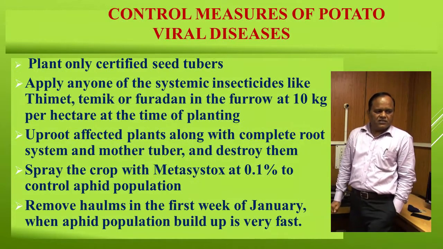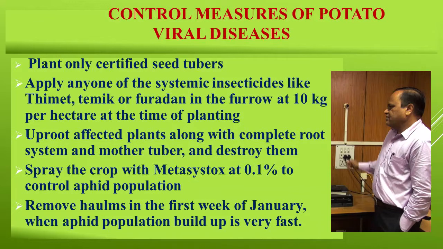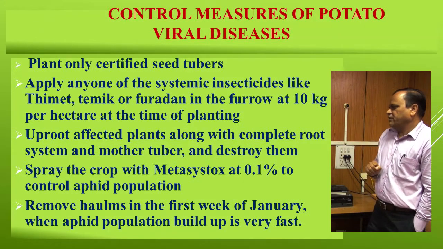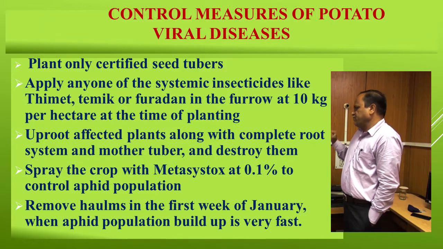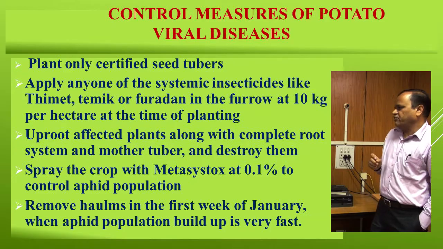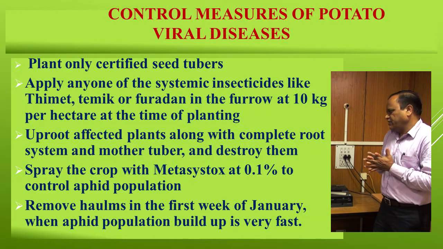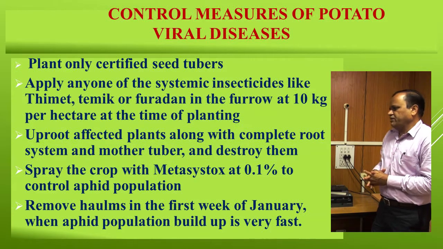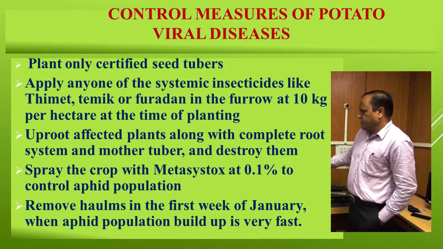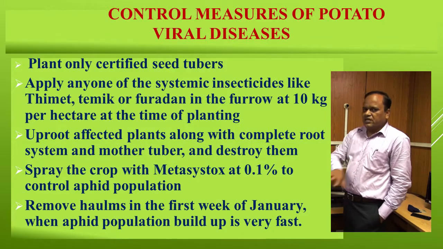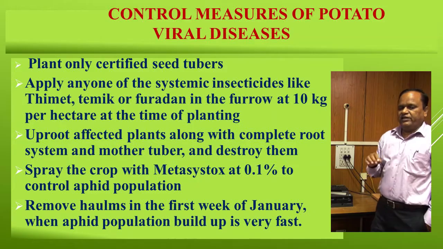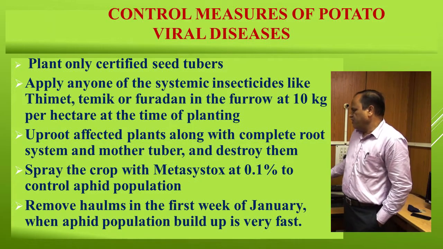Now the control measures of potato viral diseases: always plant with certified tubers. Apply any one of the systemic insecticides like Temik or Furadan in the furrow at 10 kg per hectare at the time of planting. Uproot affected plants along with the complete root system and mother tubers and destroy them. Spray the crop with Metasystox at 0.1% to control aphid population.